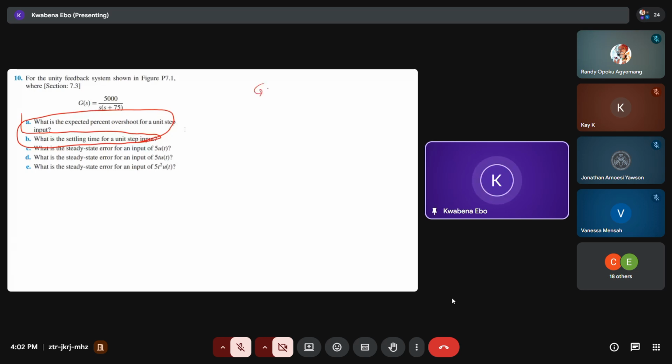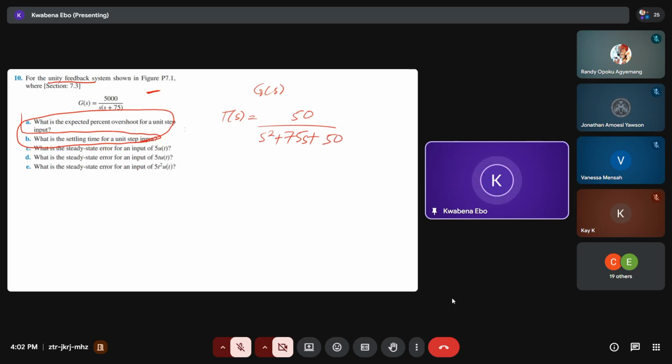So they've given us G(s), and it's unity feedback. If we are just given that it's unity feedback, it's always good to assume that it's a negative feedback system, not positive. So the actual transfer function T(s) will be 5,000. Instead of 5,000, let me just use 50 because of time, over s squared plus 75s plus 50. This will be the whole transfer function.